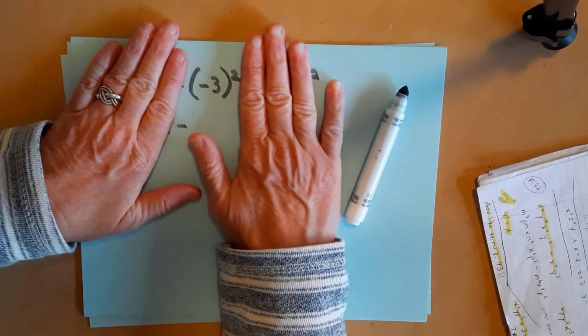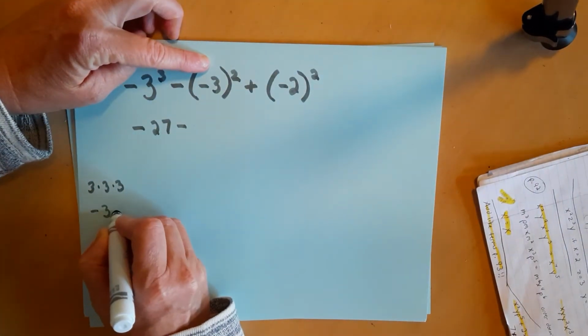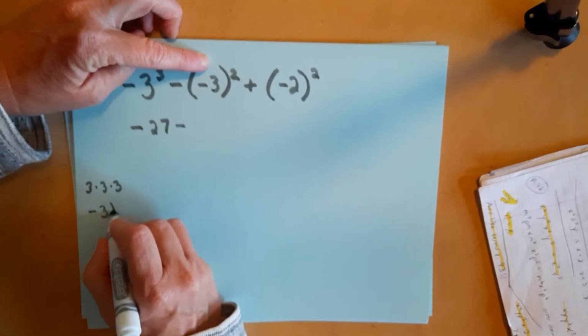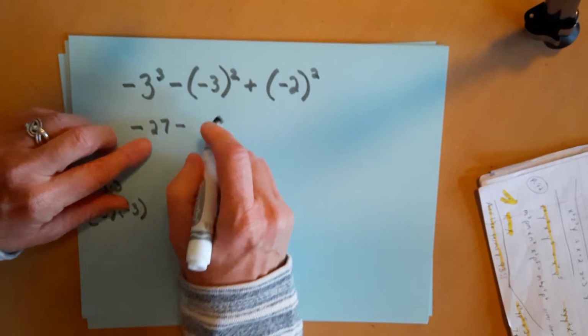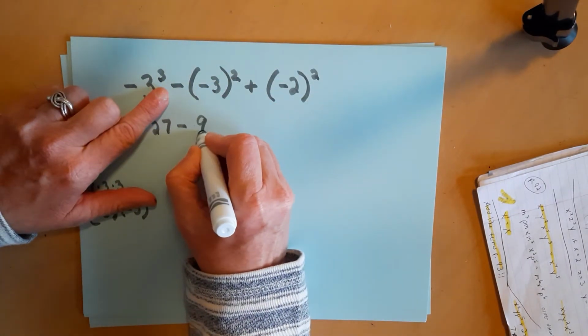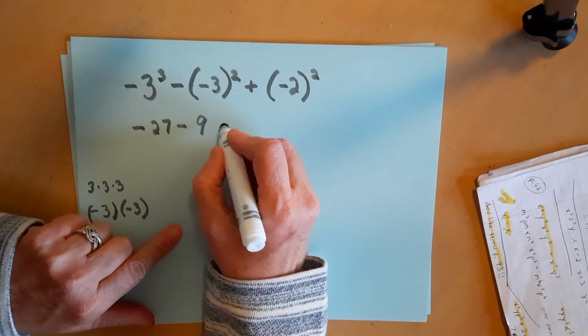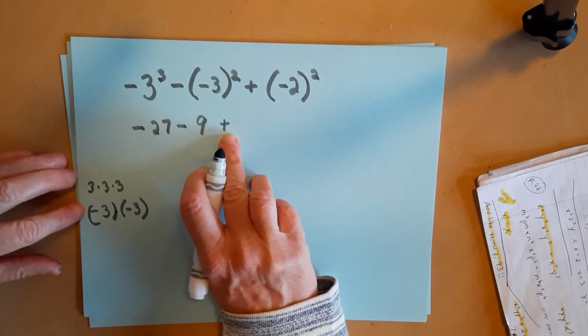This expression right here means negative 3 times itself 2 times. So a negative 3 times a negative 3, which equals 9. So we are going to subtract this number, which is 9. Now we're going to add. See how carefully I'm watching the signs? You have to make sure that you do that or you'll make a mistake.